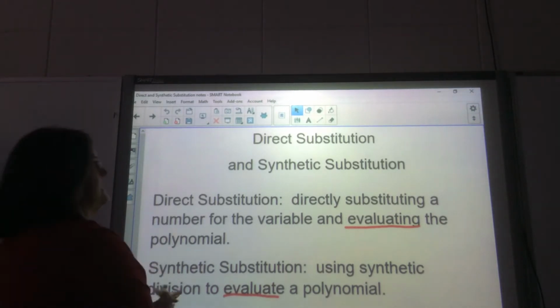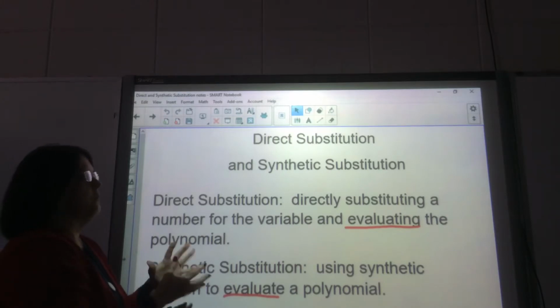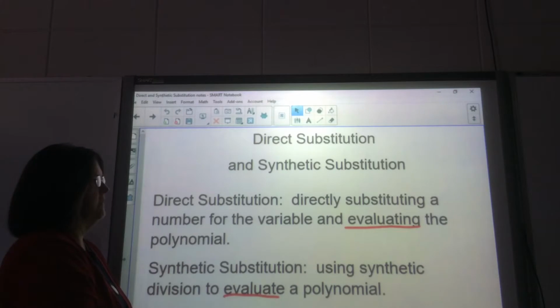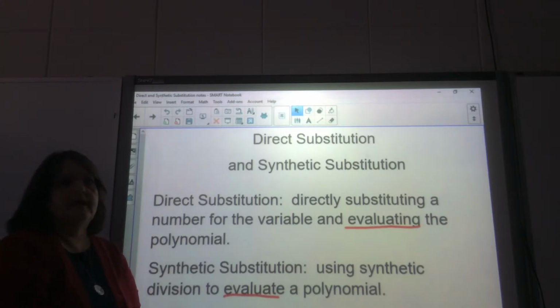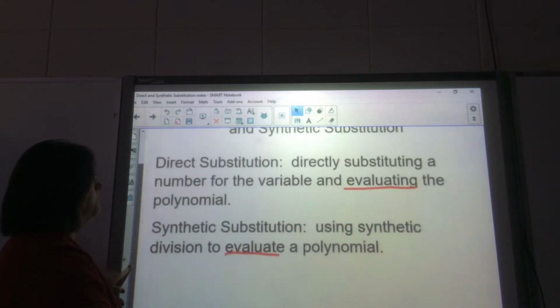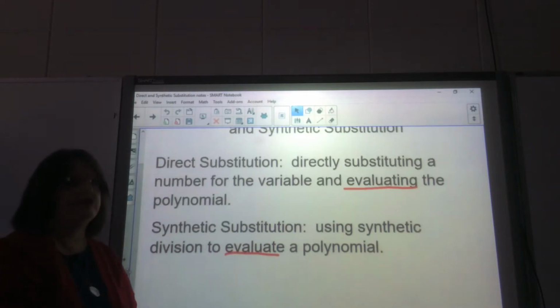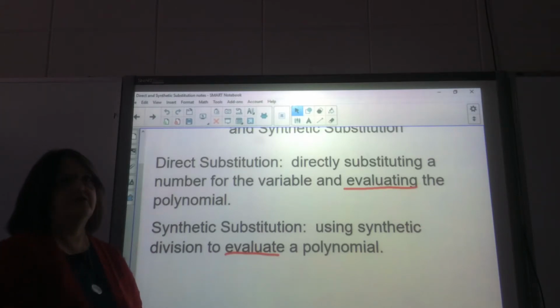Okay, today's lesson is over direct substitution and synthetic substitution. Direct substitution is when you just directly substitute a number for the variable and then you evaluate the polynomial. So, using common everyday language, you're plugging into the variable and finding out what the answer is. Synthetic substitution is a form of using synthetic division to evaluate the polynomial. And there will be another lesson on synthetic division and everything that it does. There will be many in the future coming.